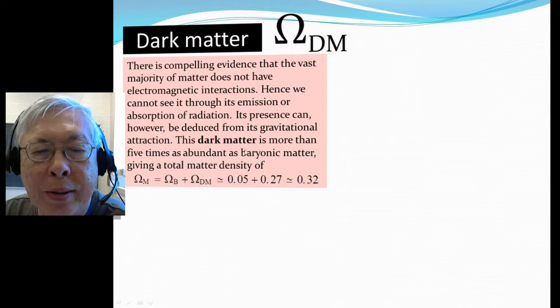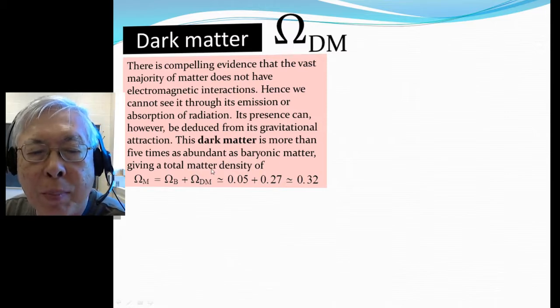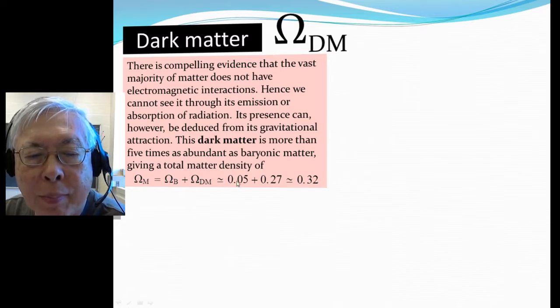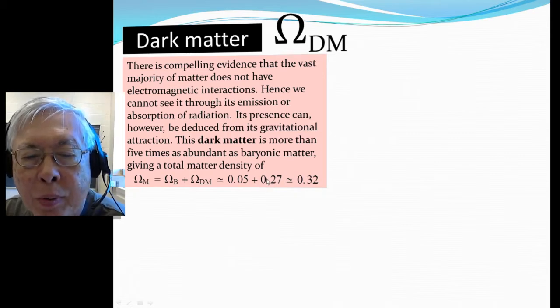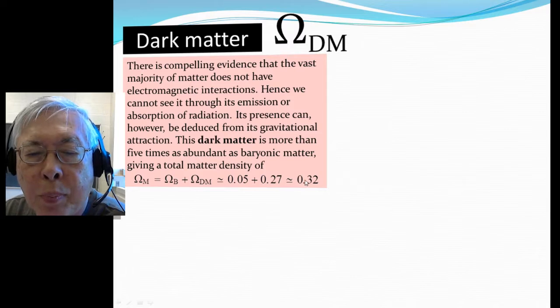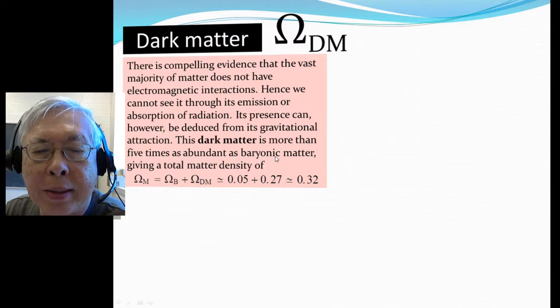This dark matter is more than 5 times as abundant as the baryonic matter, giving a total matter density which is the sum of the baryonic and dark matter. The baryonic we said is about 5%, and the dark matter is about 5 times that, about 0.27, giving a total of 0.32. So omega is about a third.